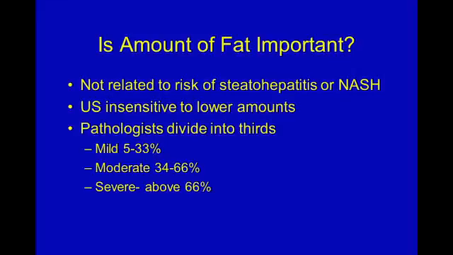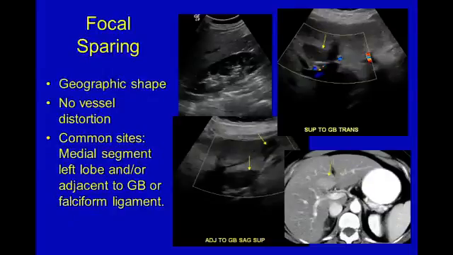Is the amount of fat important? Well, it's not related to the risk of steatohepatitis or NASH, and ultrasound is insensitive to lower amounts. So it's unknown, really, if we need to quantify fat. I will say that the pathologists divide it into thirds. Mild is 5 to 33%, moderate 34 to 60%, and severe is above 66%. So certainly in large chunks, I think ultrasound can do pretty well.